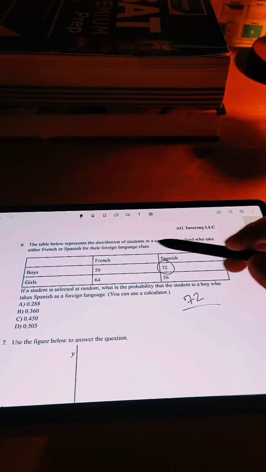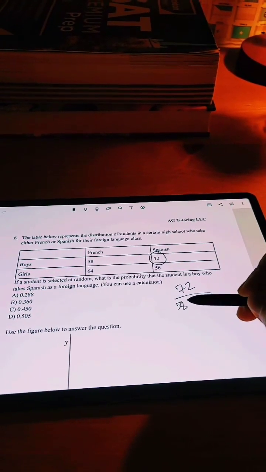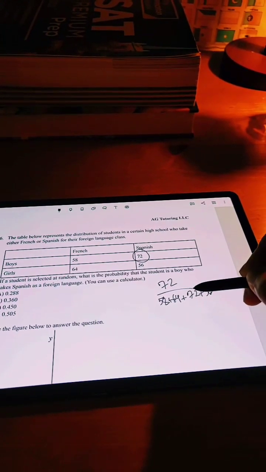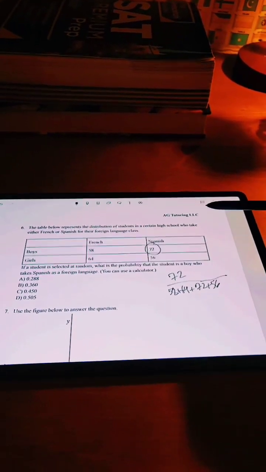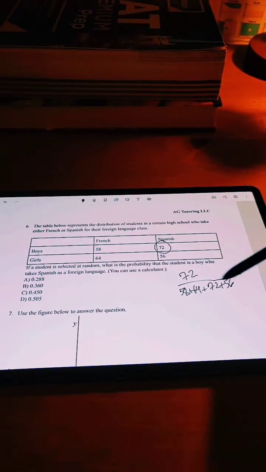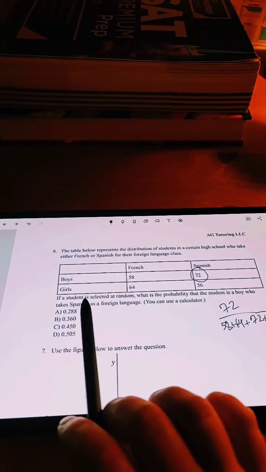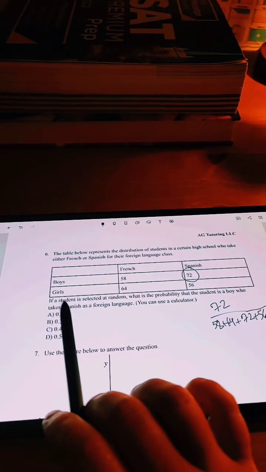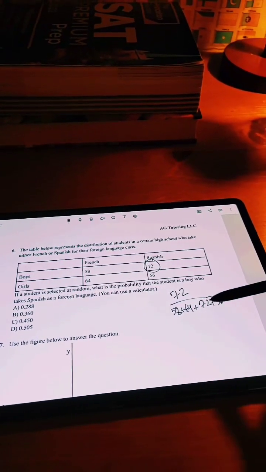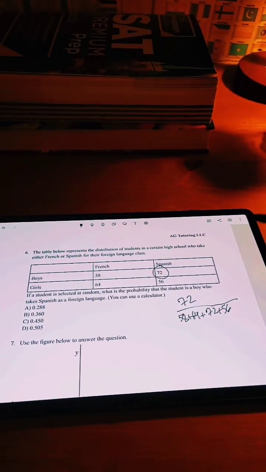Sorry. So we have to add up all of the students. So 58 plus 64 plus 72 plus 56. It's not going to be out of the boys selecting Spanish. It would be like that if the question was phrased differently. If it said, if a boy is selected at random, then that's when you would do just the boys on the bottom. It would be all students on the bottom. On the top, it's going to be a boy taking Spanish.